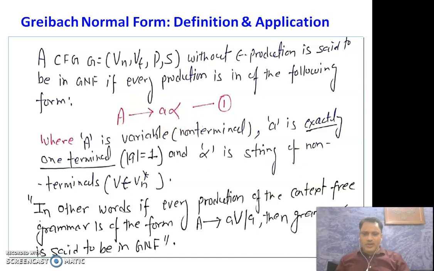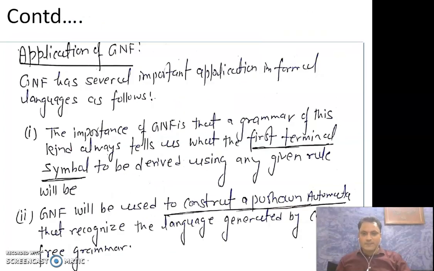In other words, we can also say that a context-free grammar is in GNF if all the productions are in two forms. First, a non-terminal derives a terminal followed by a string of non-terminals. You can see over here, A derives small a, capital V. Or, a single non-terminal derives a terminal. Then the CFG is said to be in GNF. I hope I make my point clear.